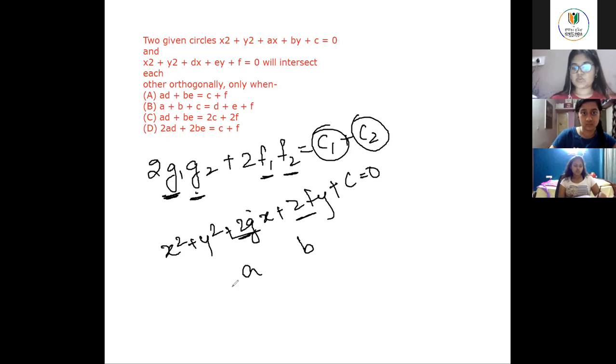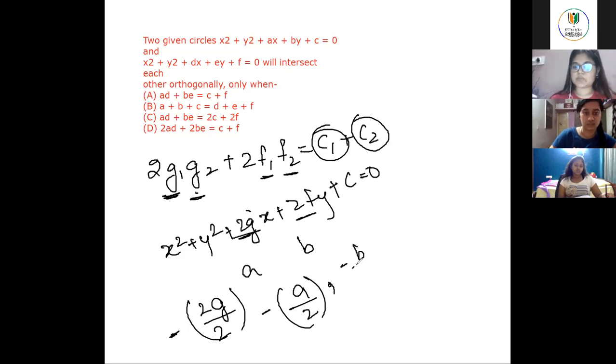When it was 2g, we wrote 2g divided by 2 and added a minus here. So we will do a by 2 and include a minus here. So the centers are minus a by 2 and minus b by 2 for the first one. Similarly, for the second one, what will be the answer? Minus d by 2, minus e by 2. Yes, the center of the second circle. Okay, Preeta, so this is your condition. Note this down and just do this question again.